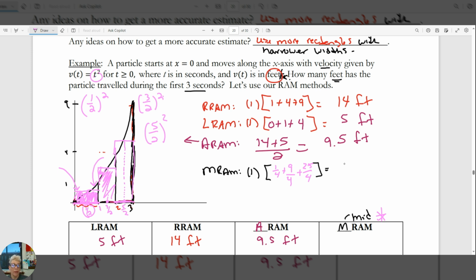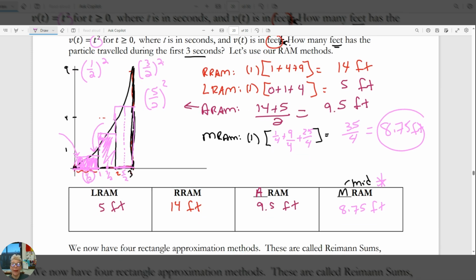25 plus 9 plus 1 is 35/4, which, if you want to put that in terms of a decimal, is 8.75 feet. I still don't know the exact number of feet that this particle has traveled in 3 seconds, but I can tell you that our very, very best estimate is 8.75 feet. Definitely no more than 14, definitely no less than 5, but not even 9.5. 8.75 is the much better estimate.